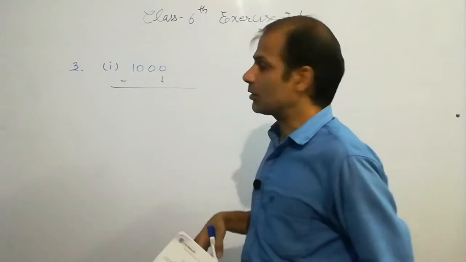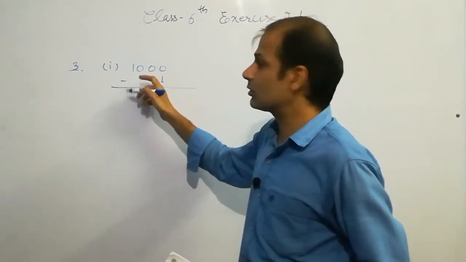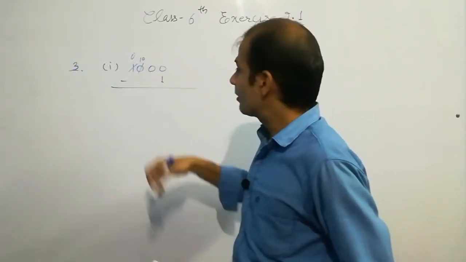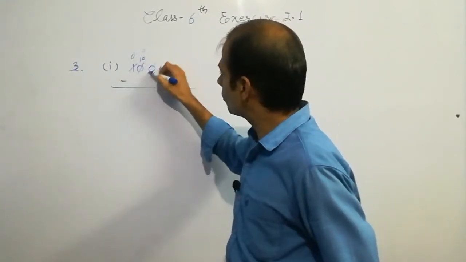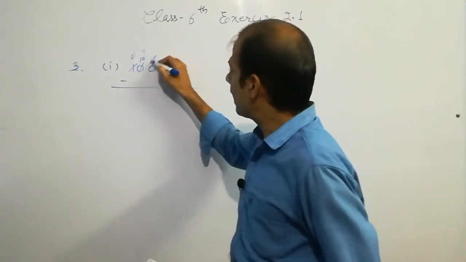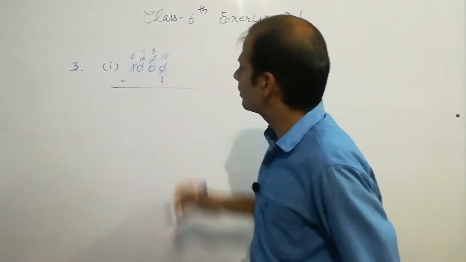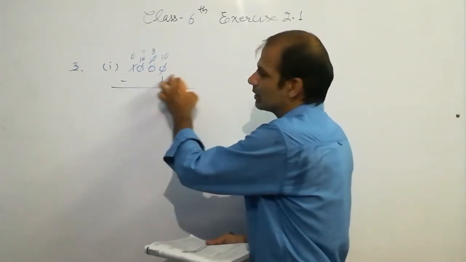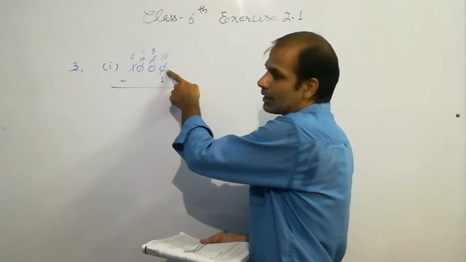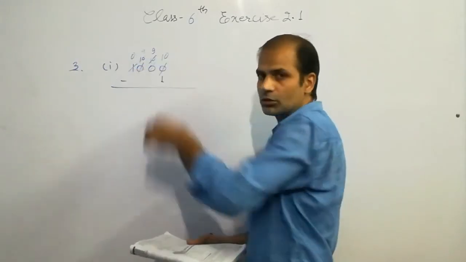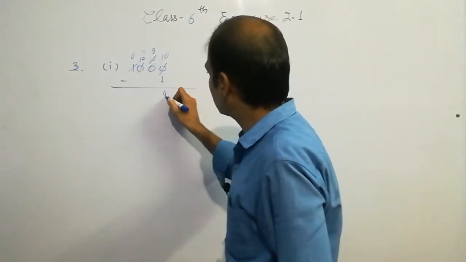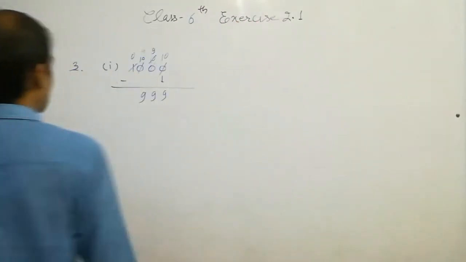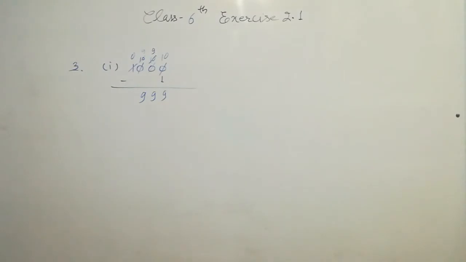So 0 minus 1 is not possible. We cannot take borrow from zeros, so take borrow from this 1, it becomes 10, but you have to give borrow to this number, it becomes 10, and again take a borrow from this number, it becomes 10. So what is the short method? If they are continuous zeros, convert the last 0 into 10 and the remaining zeros into 9. It is 10 minus 1, 9, it is 9, 9 and nothing else. So the answer is 999.